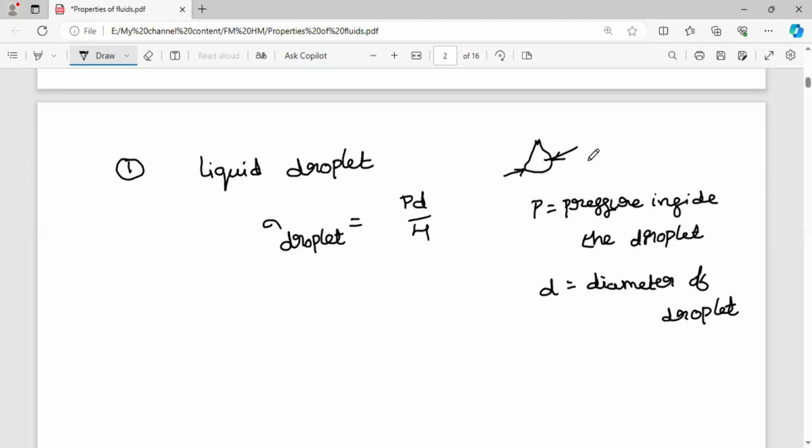If the diameter is given, then you can find the pressure inside. If the P value and D value are given, then you can easily find the surface tension. Or in some cases, they may directly give the surface tension and ask about the pressure intensity in the liquid droplet. Those problems will be solved in the next video. Don't worry about that. How they were asked in previous questions will be discussed in the next video.